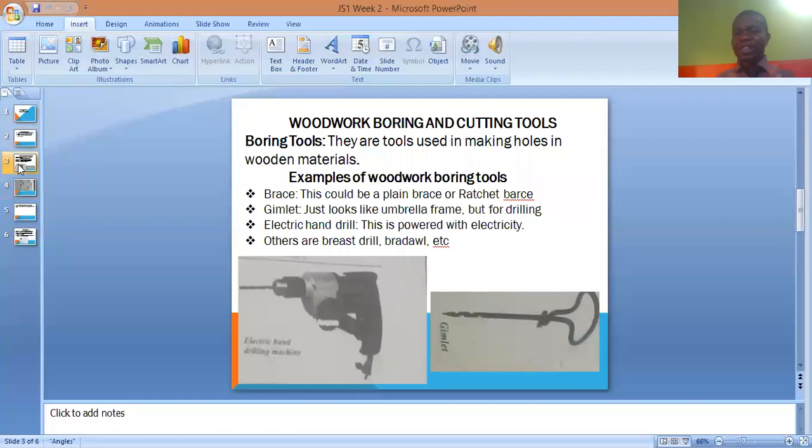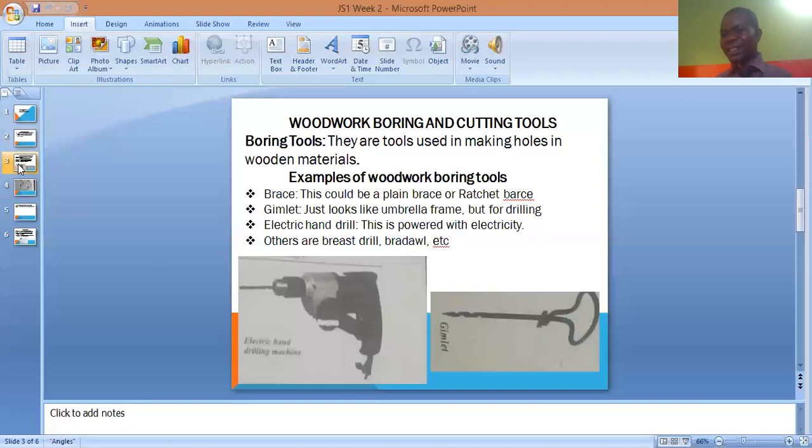Then the electric hand drilling machine is what you are seeing here. This one is also used to drill wood or wooden materials. It is powered electrically. Don't just use it like a gimlet or the brace to operate it. This one has a place where you have connection to it, that's what you are seeing at the left hand side. It is connected to a socket. Then power will come and then you begin to use it. When there is no light or generator, when there is no electricity flowing, the thing cannot work. That's what we mean by it is powered electrically.